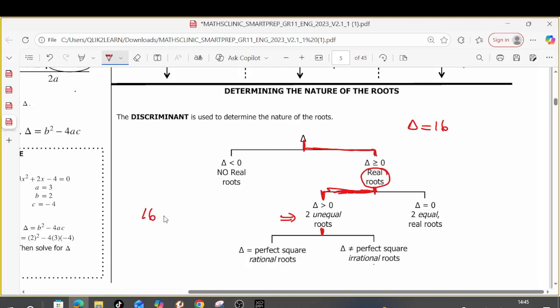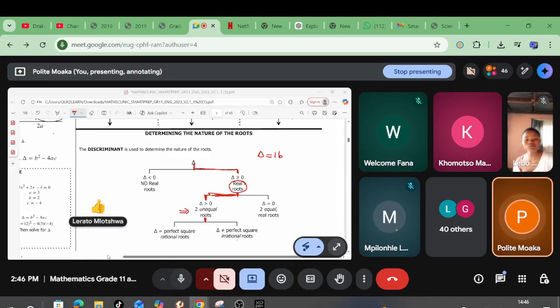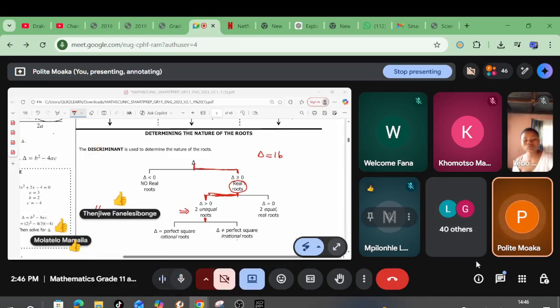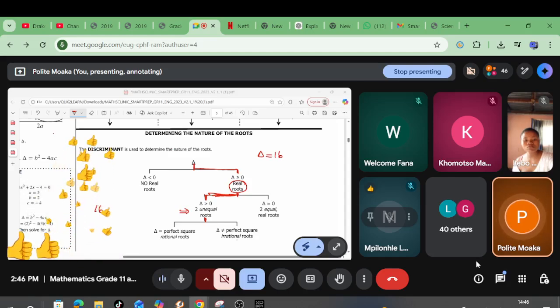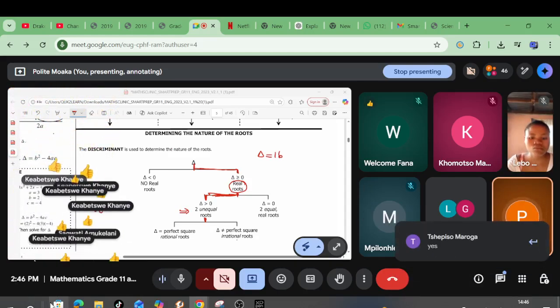You ask yourself, is 16 a perfect square? Yes or no? Let's get the answers on the live. Is 16 a perfect square? The reaction, yes. I see a lot of you saying yes. 16 is a perfect square. Yes, thank you very much.